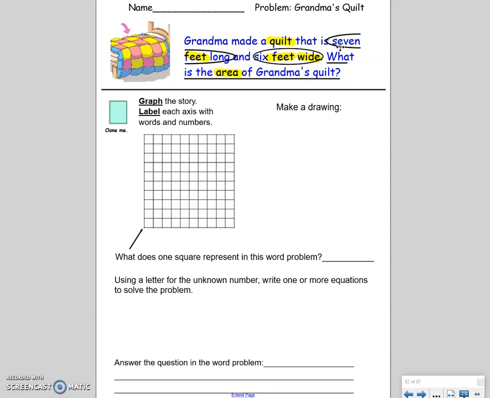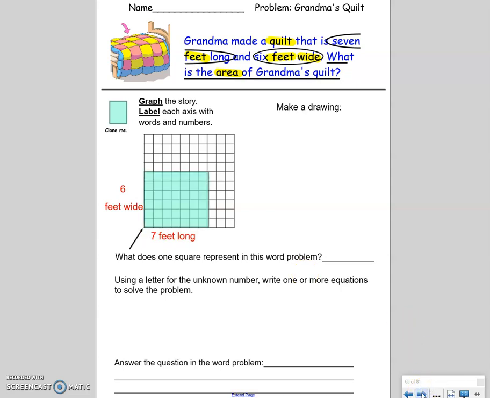I'm going to take the first piece of information, 7 feet long, and put it horizontally on my graph. It will be the horizontal side of my rectangle. There. My other piece of information, 6 feet wide, will be the vertical side length of my rectangle. So I'll put that information there. Now that I know this is going to be 7 feet long and 6 feet wide, I'll go ahead and draw my rectangle. There it is.